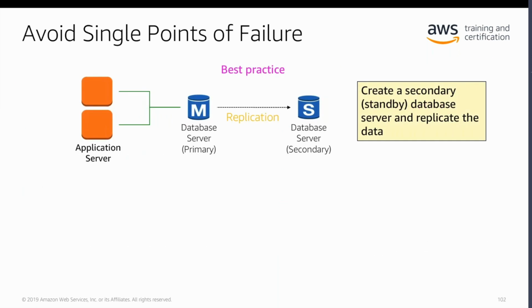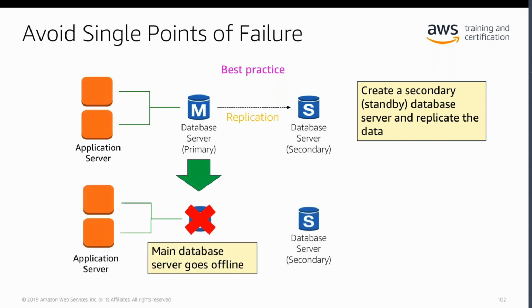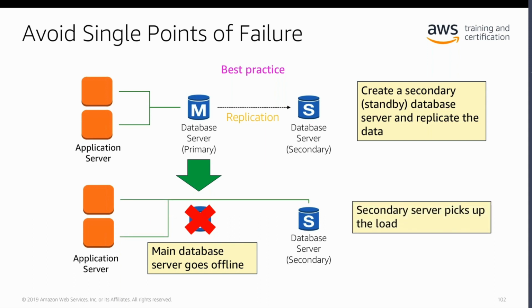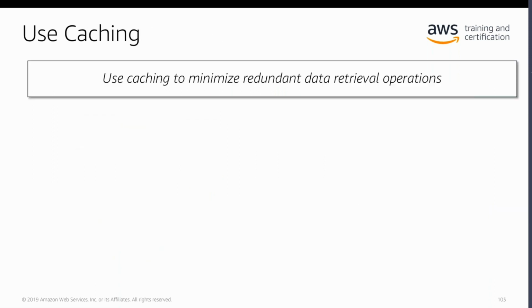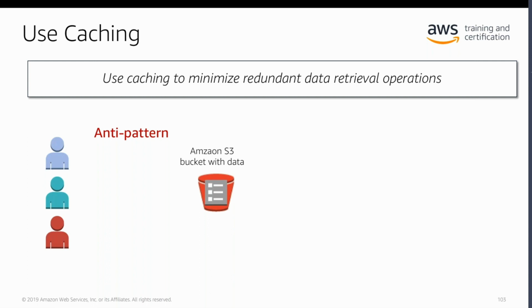You also want to avoid single points of failure in your applications that you write on AWS. So best practices would be things like creating secondary databases, like using RDS, for example, where you do a multi-AZ configuration. And if the main database goes offline, that's okay. We have the secondary pick up the load, and we haven't lost any data as a result. As we mentioned, you should use caching whenever possible to help minimize redundant data retrieval operations.